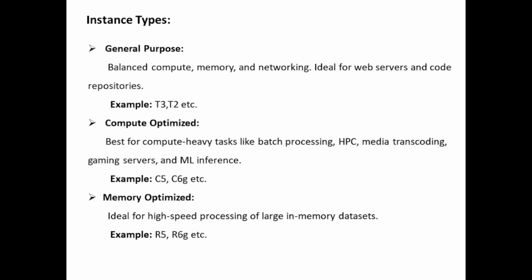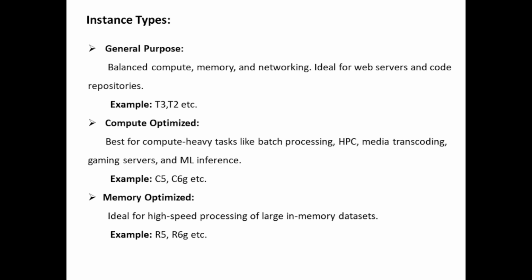Let's now look at the different types of EC2 instances, categorized based on the kind of workloads they are best suited for. General purpose instances offer a balanced mix of compute, memory, and networking. These are great for everyday workloads like web servers, dev or test environments, and code repositories. Examples: T3 and T2, etc.